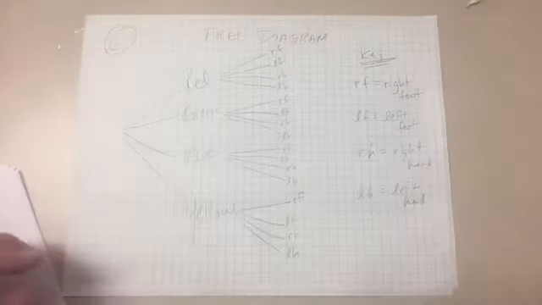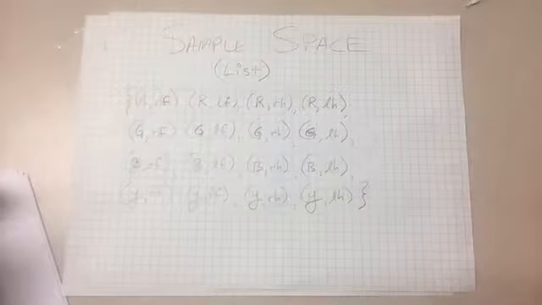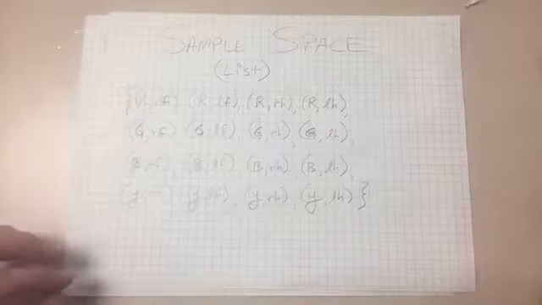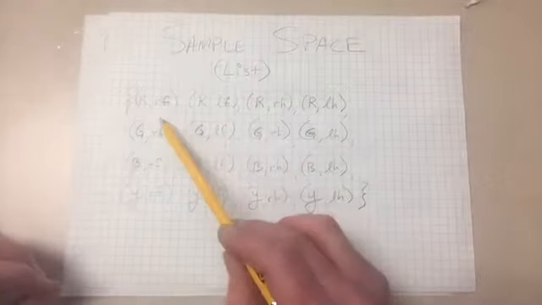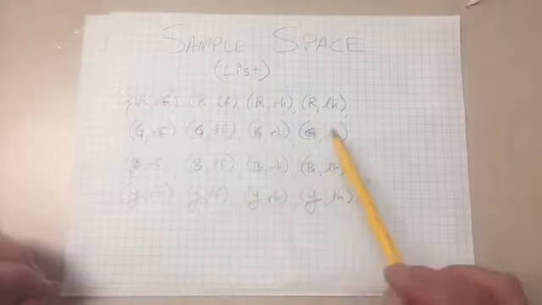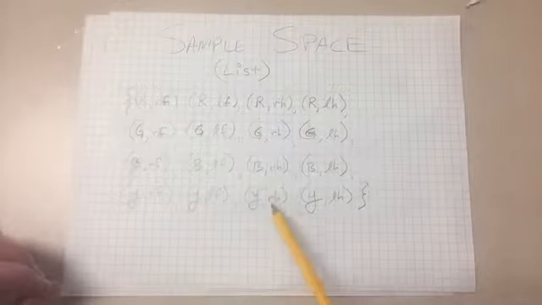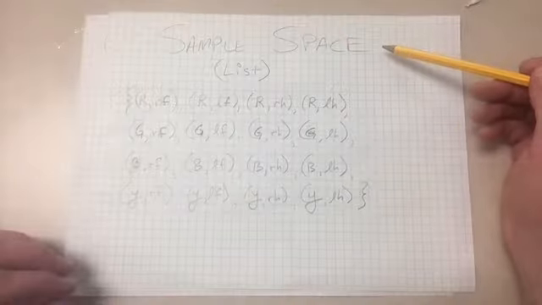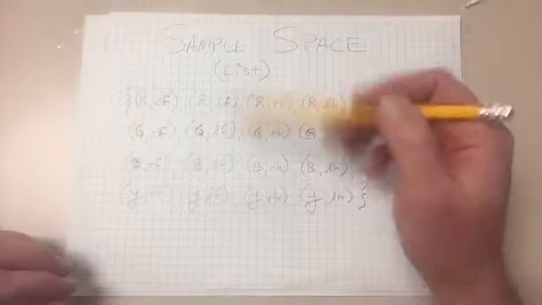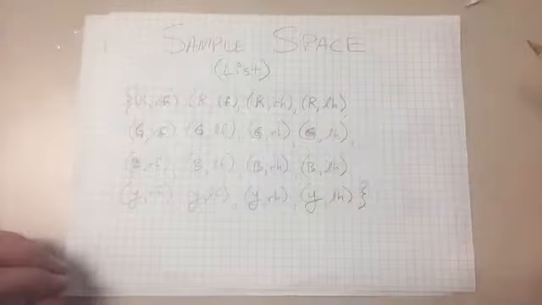Either way, whether you make the tree diagram or the sample space, you can see how many outcomes there are. Making a list, you can see 1, 2, 3, 4, 5, 6, 7, 8, 9, 10, 11, 12, 13, 14, 15, 16. So there are 16 outcomes if you made a sample space and you just count each outcome from the list that you made.